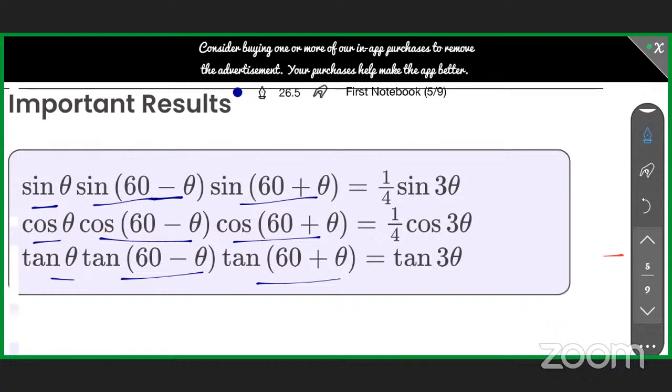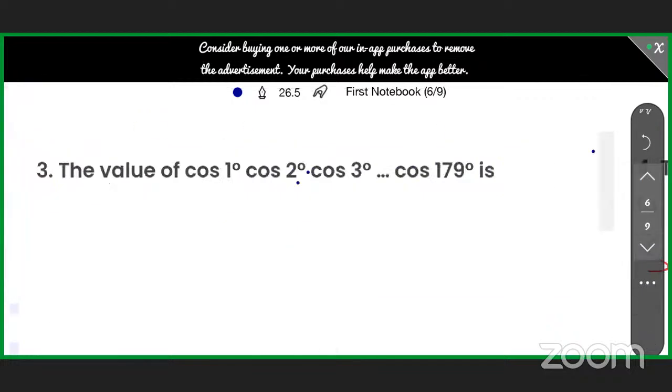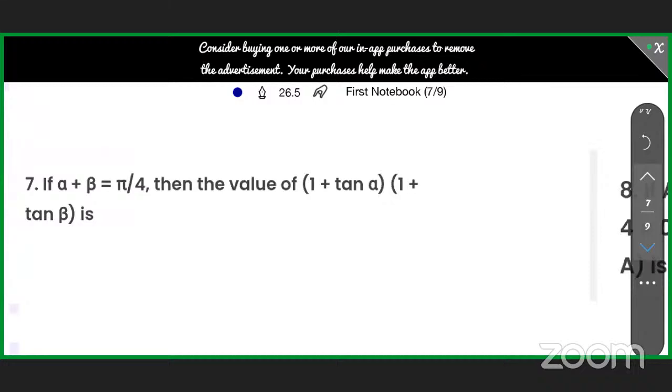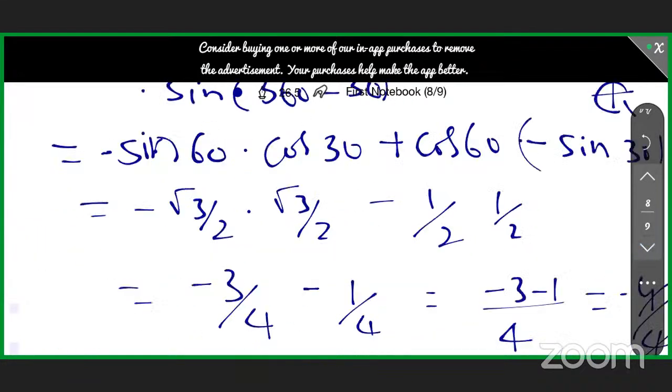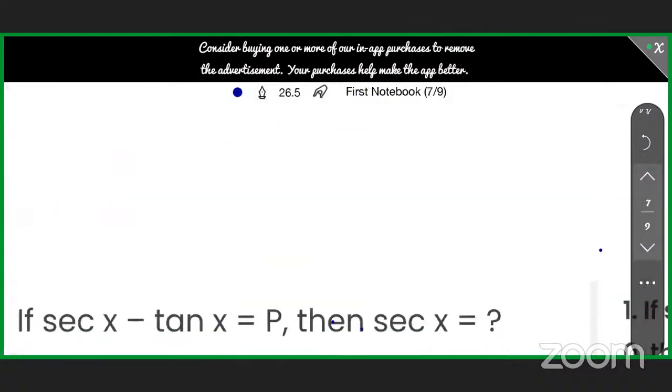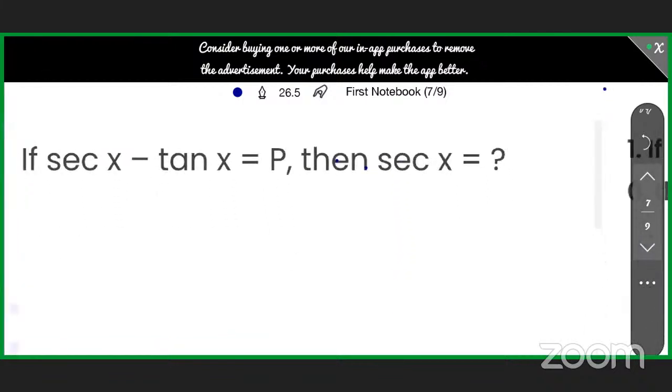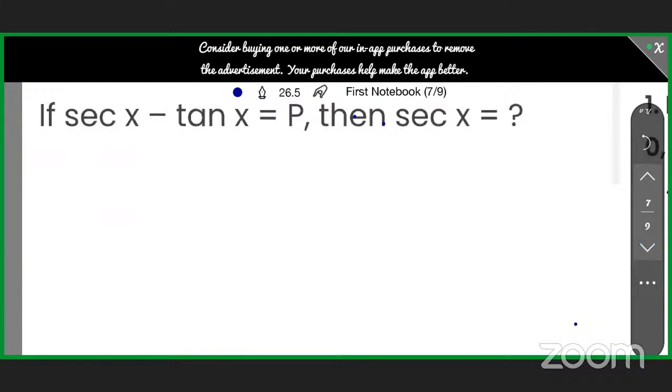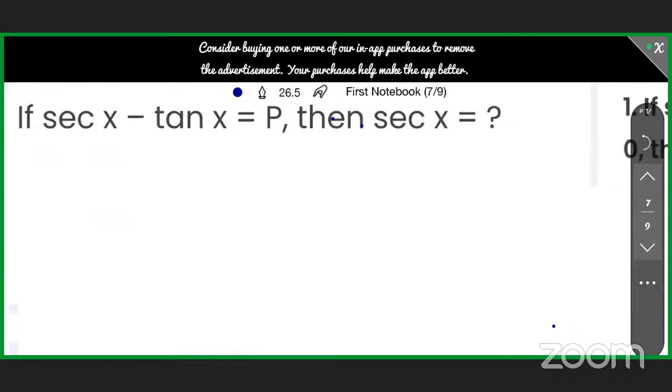Did you take notes, students? Then based on these formulas, now we will solve some problems. The next question we want to solve is: if secant x minus tan x is equal to p, then what is the value of secant x? They're telling that if the value of secant x minus tan x is p, find me the value of secant x.